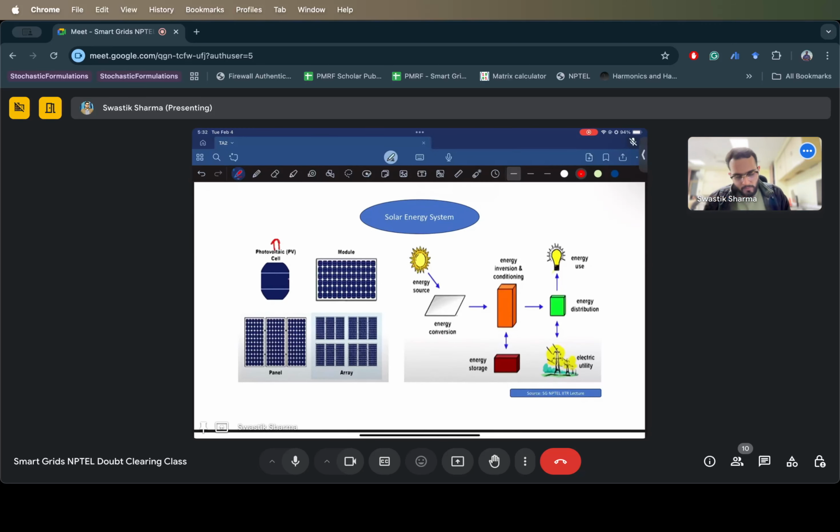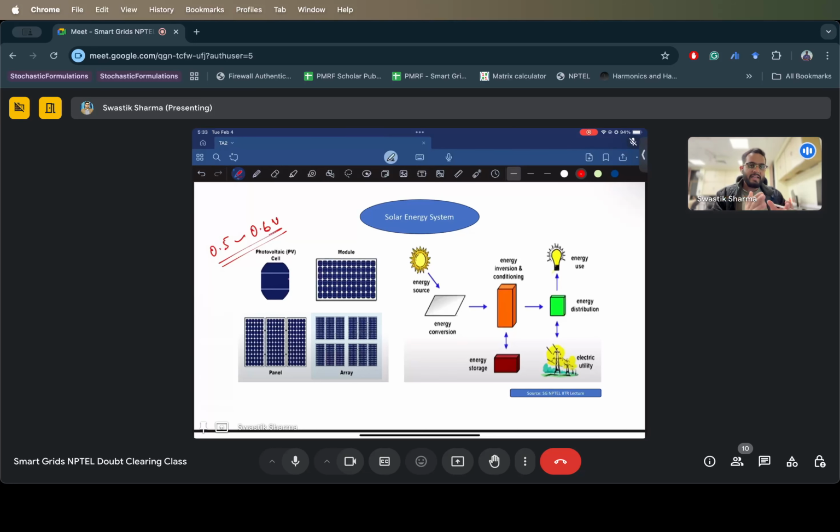So what exactly is a PV cell? I'll show it over here. So we have a PV cell, and it can generate 0.5 to 0.6 volts. Per PV cell, we can get 0.5 to 0.6 volt, so it's very small. That is not something that we want.